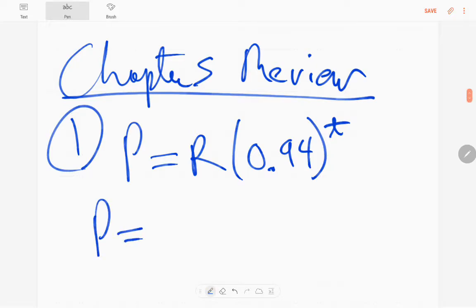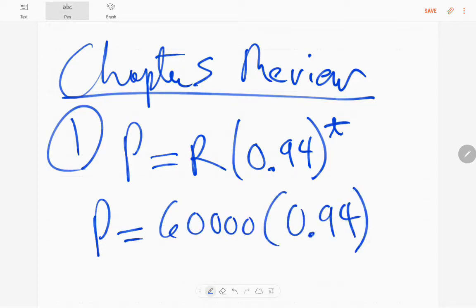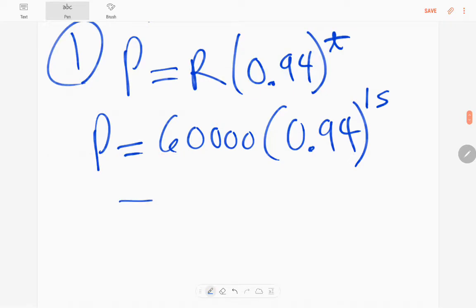Well, in this equation, P stands for the purchasing power, R stands for the original price of the item. So in this case, it would be 60,000. And T is just the number of years after the present. So it says after 15 years, so we would just plug in 15. So the purchasing power is going down. What was worth $60,000 will be worth this much 15 years later. That's the idea.